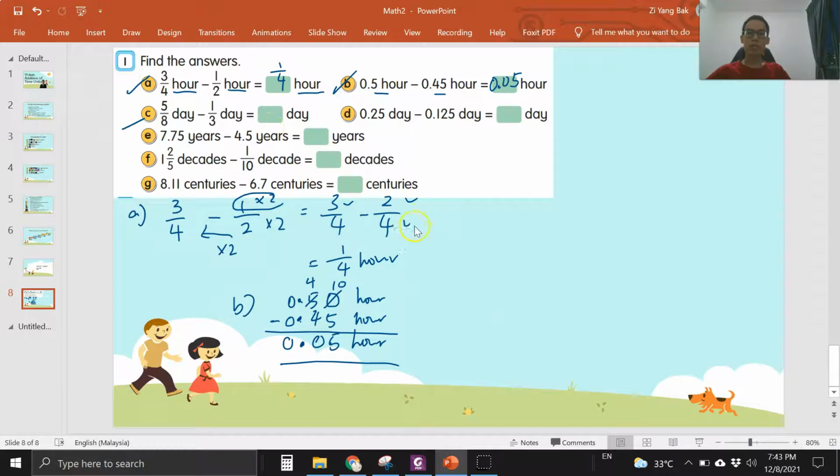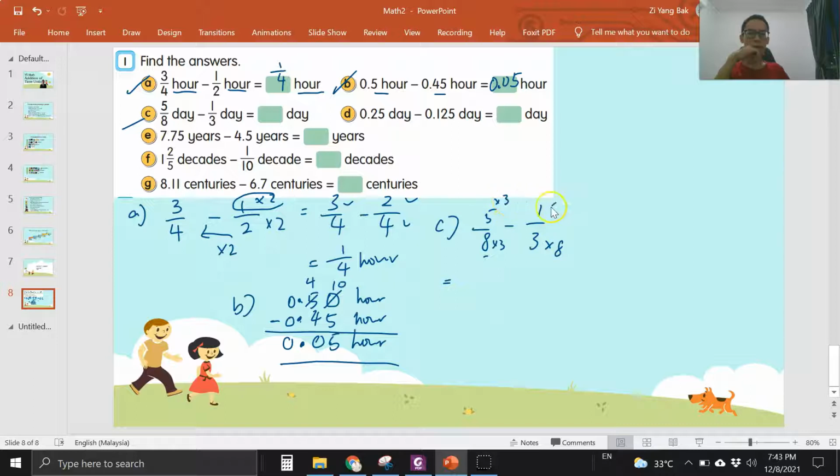Okay, question C. 5 over 8 minus 1 over 3. Now all the units are in days. So this one you have to find a common denominator. You can times each other. That means 8 you have to times 3, and then 3 you have to times 8.